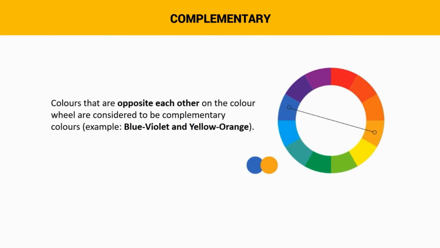Number 5. Complementary. Colors that are opposite each other on the color wheel are considered to be complementary colors. Example, blue-violet and yellow-orange.